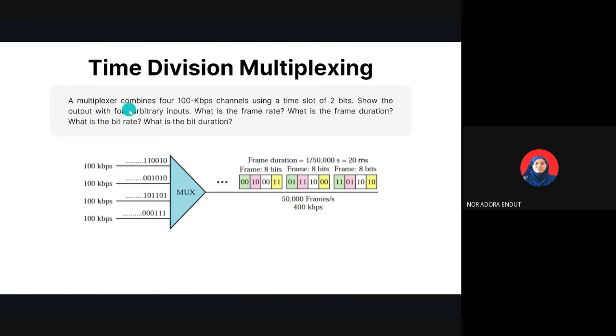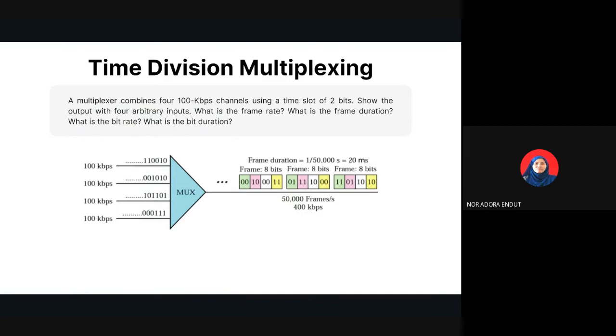Ni contoh soalan kalau nanti tiba-tiba ada soalan katakan, bila dia kata 4 arbitrary, letaklah whatever number here yang melambangkan digital. Okay. So what is the frame rate? What is the frame duration? What is the bit rate? What is the bit duration? Okay, sama juga konsep dia.